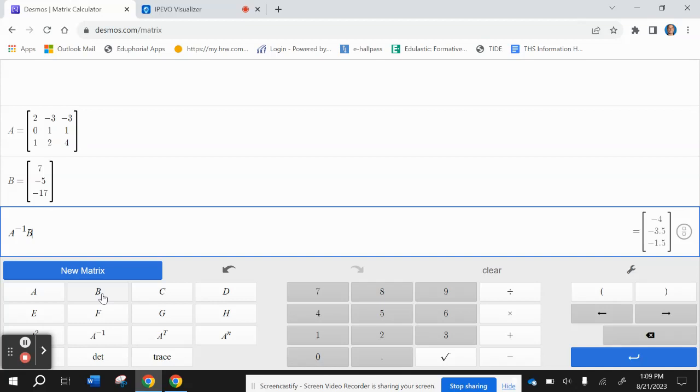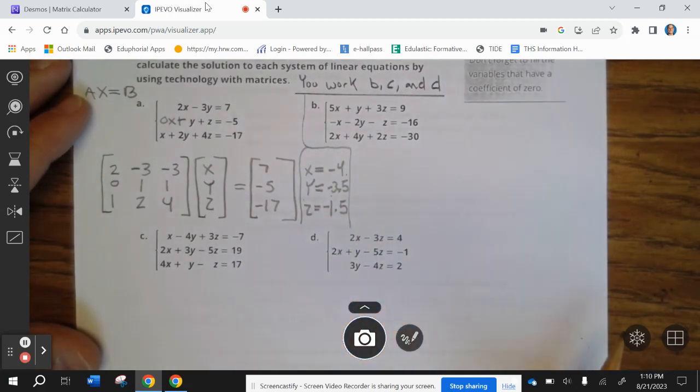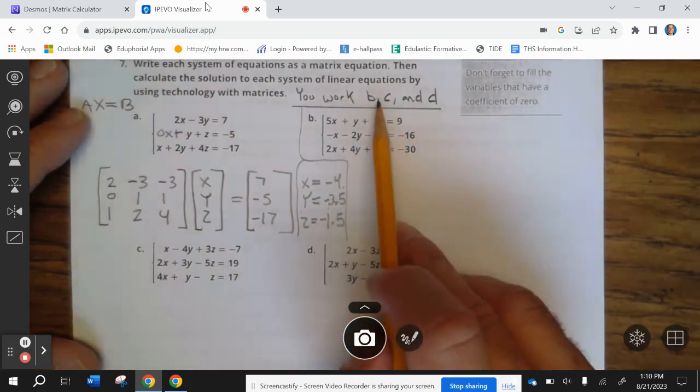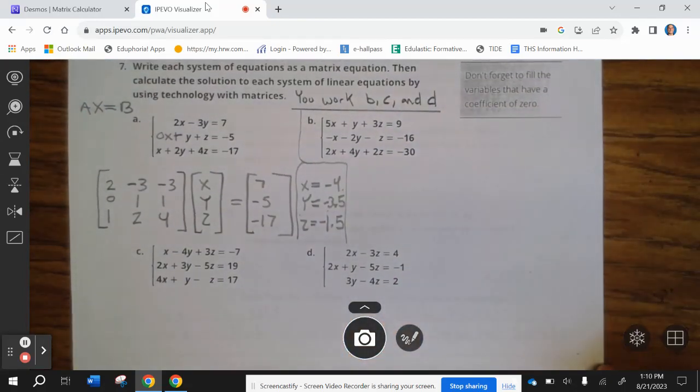So then X equals negative 4, Y equals negative 3.5, and Z equals negative 0.5. All right, you work B, C, and D on your own. Let's take a look at the next page.